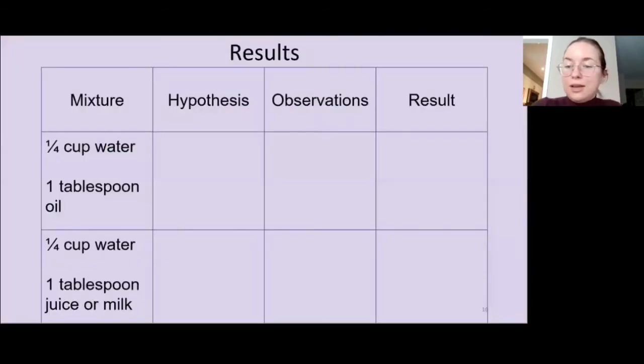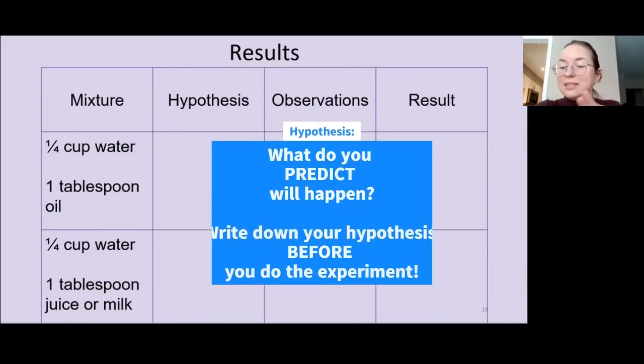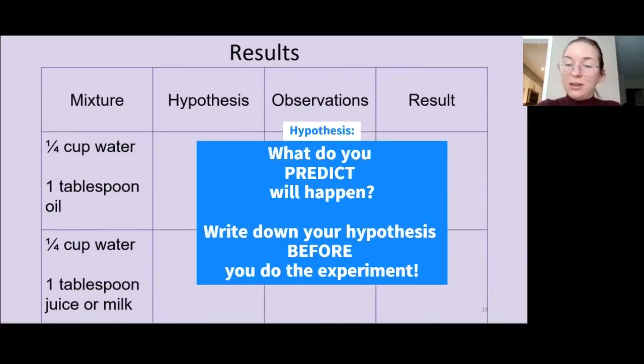Through the experiments, you will be filling out this table. So please make sure to write it down. We'll be filling out the hypothesis, the observations, and the results for each mixture. The hypothesis is what you expect will happen. So will the two compounds form a heterogeneous or a homogeneous mixture? We can fill out this column now.